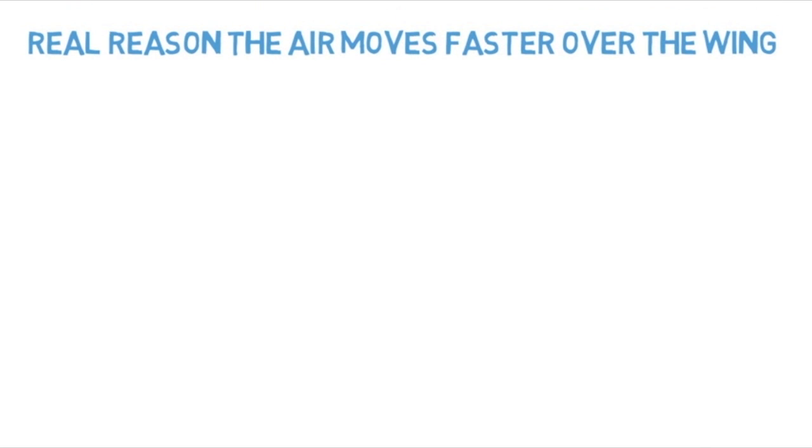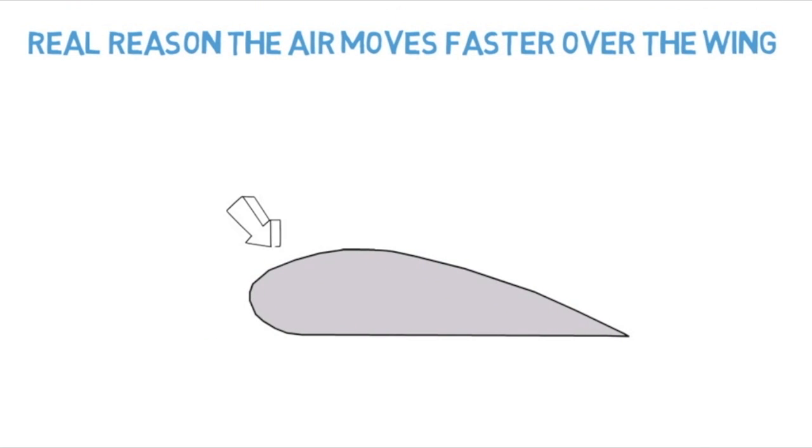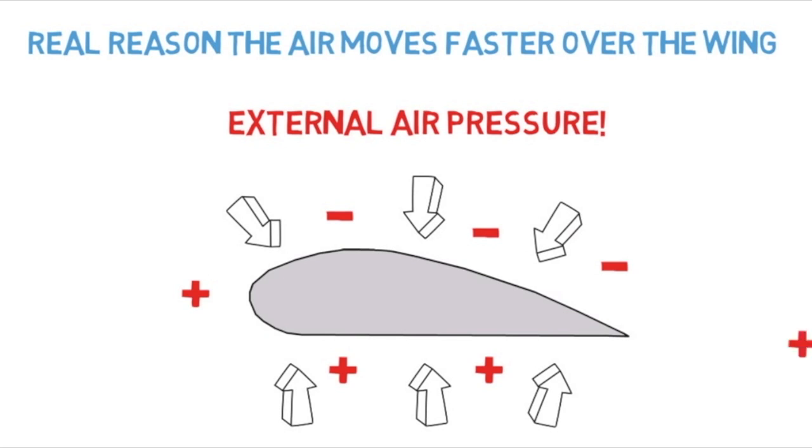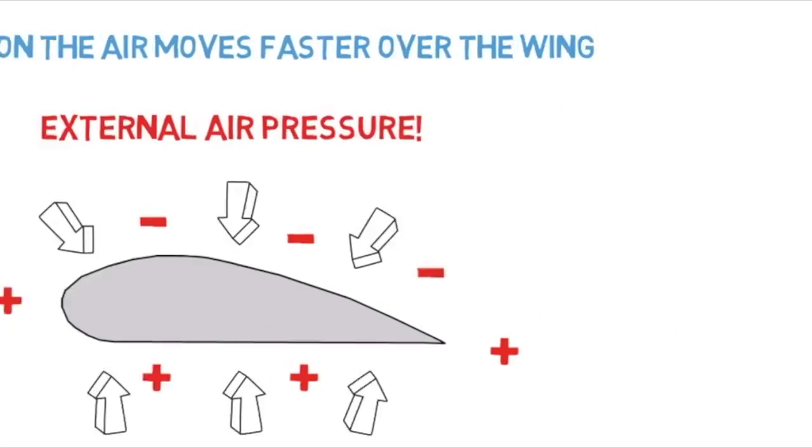The real reason that the air moves faster over the wing is that the external air pressure, which is actually the atmospheric pressure, is lower in that area. In general, air will always move from a high pressure area to a low pressure area, and it will also move faster in that process. And that is in fact the reason that we have the speed difference between the two sides of the wing.